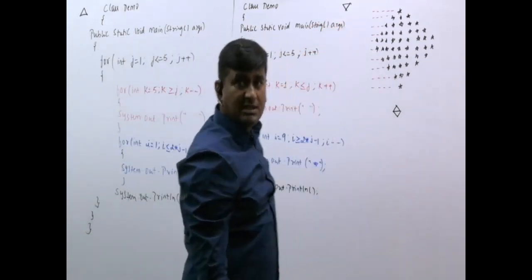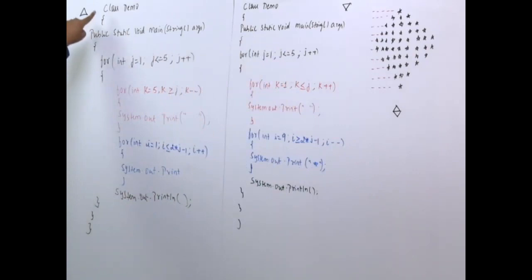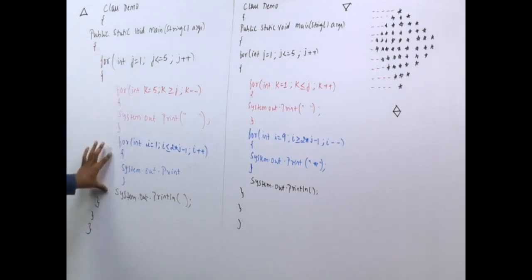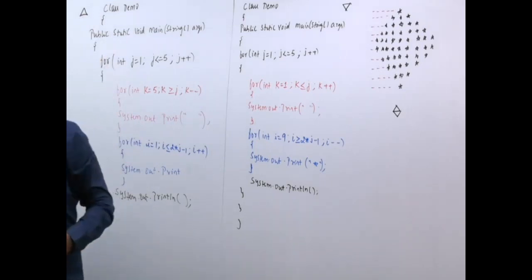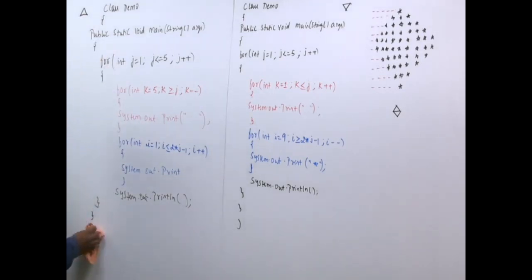So what I will do is, see here, pay attention to the changes that I make. This is the opening of the class. This is the opening of the main method. Tell me these three for loops, 1, 2, 3. These 3 for loops, if I execute, I will get what? The equilateral triangle.